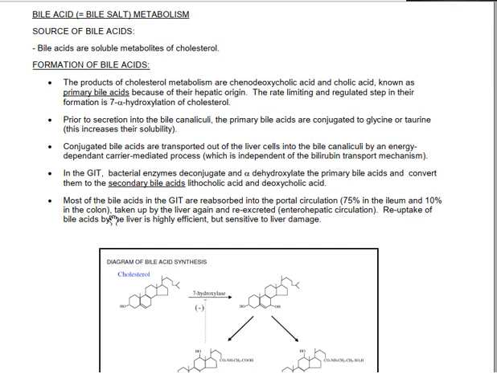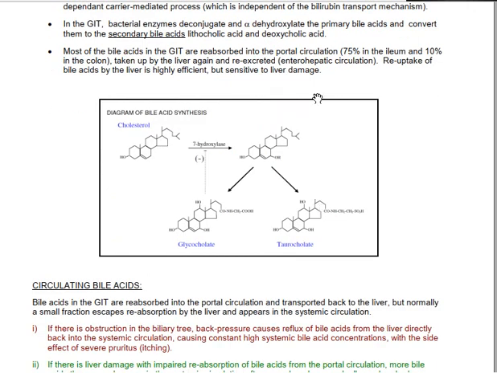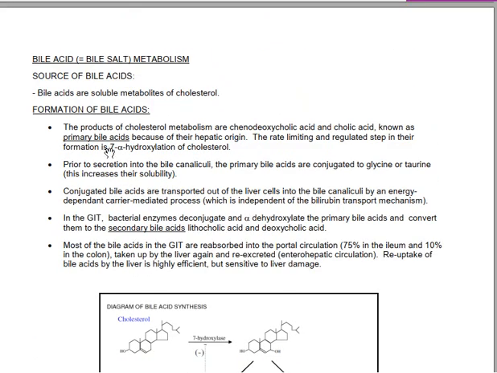Now most of the bile acid in the gastrointestinal tract is reabsorbed into the portal circulation, taken in by the liver again and re-excreted in the enterohepatic cycle. So generally that is what you have to know. It's the same cycle as bilirubin. Just like bilirubin, it is produced and transported to the liver, like its primary bile acid. That one is transported to the liver and also produced by the liver cells.